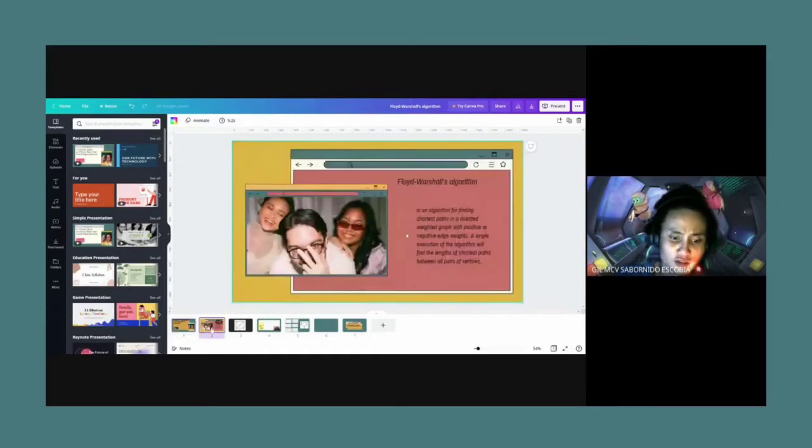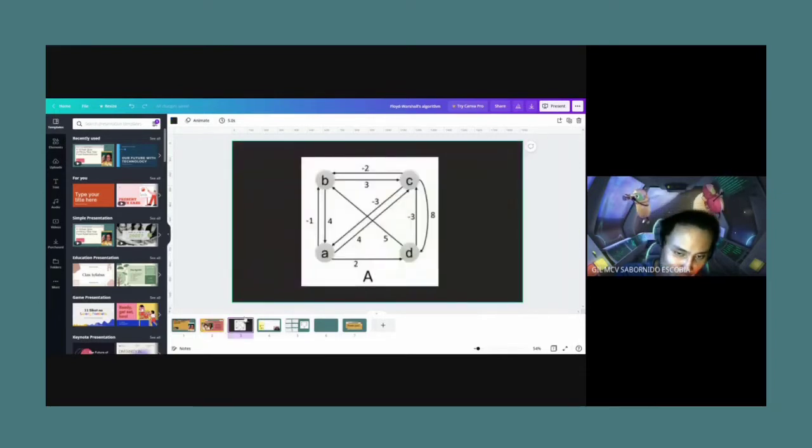So first of all, what is Floyd-Warshall's algorithm? Floyd-Warshall's algorithm is an algorithm for finding shortest paths in a directed weighted graph with positive or negative edge weights. A single execution of the algorithm will find the lengths of shortest paths between all pairs of vertices. As you can see in this graph, Raymond would be solving this for you guys.